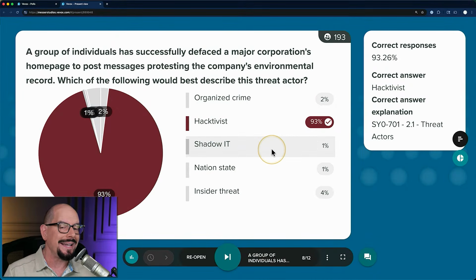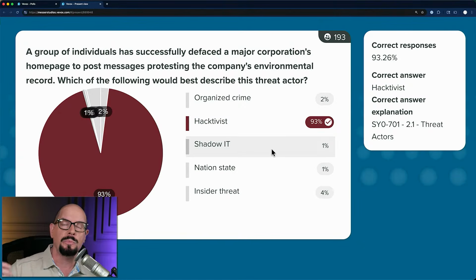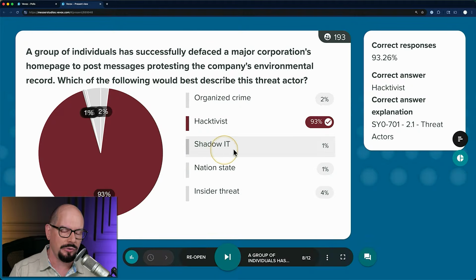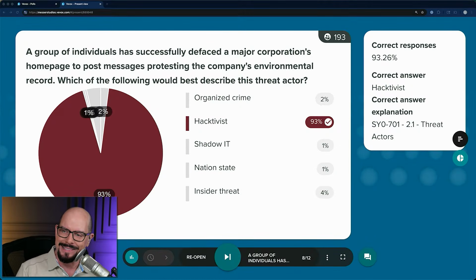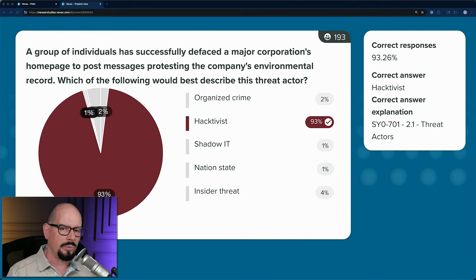And a shadow IT describes a group within your organization that isn't going to the normal centralized IT department. They're doing IT things on their own, often without any authorization, and very often without any type of security controls associated with it, making it incredibly dangerous for the organization. But in this particular case, this is not the situation that we're in. This would be one from an activist. So the hacktivist would be the right answer for this one.